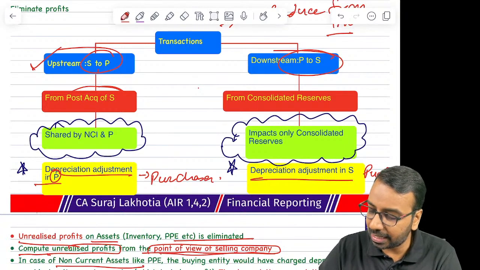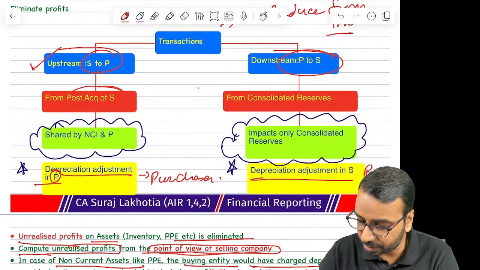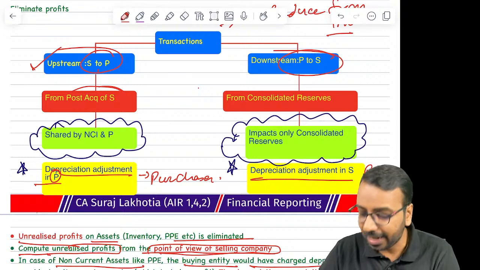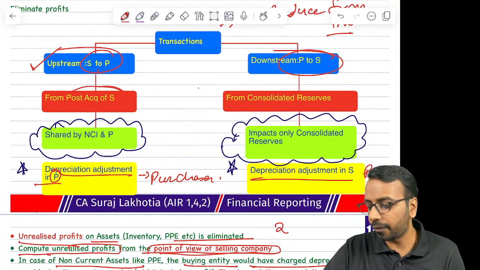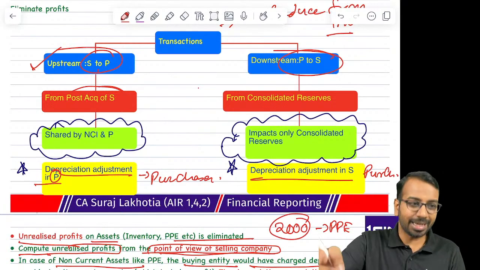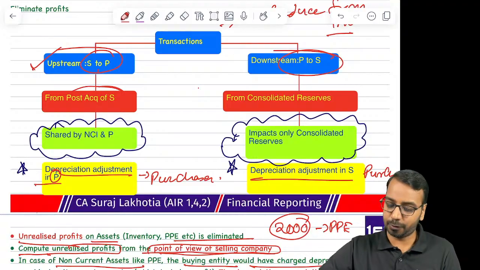In case of non-current assets, the buying entity would have charged depreciation considering the purchase price. The depreciation computation should also be adjusted. So for example, profit is 2000. We have sold PPE. On this 2000 there is extra depreciation. That extra depreciation we have to reverse.